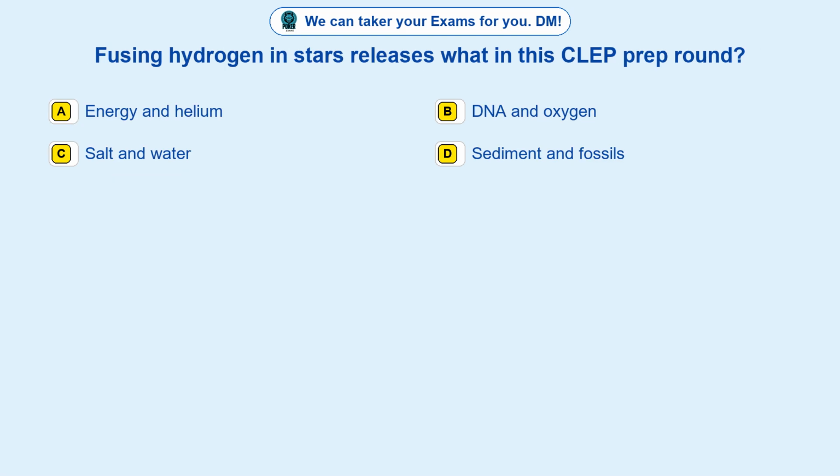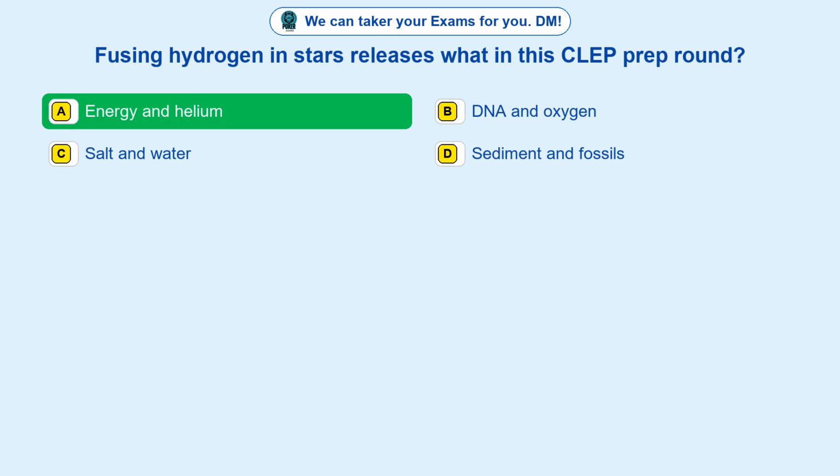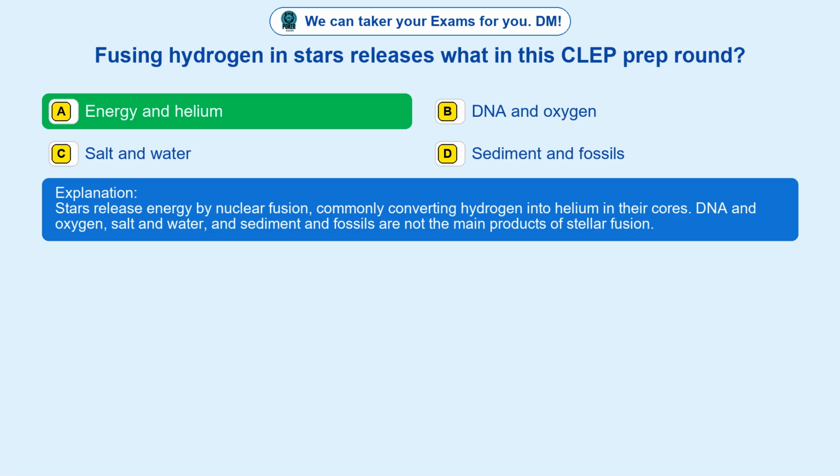Question 93. Fusing hydrogen in stars releases what in the CLEP prep round? Option A, energy and helium. Option B, DNA and oxygen. Option C, salt and water. Option D, sediment and fossils. The correct answer is option A. Energy and helium. Stars release energy by nuclear fusion, commonly converting hydrogen into helium in their cores. DNA and oxygen, salt and water, and sediment and fossils are not the main products of stellar fusion.